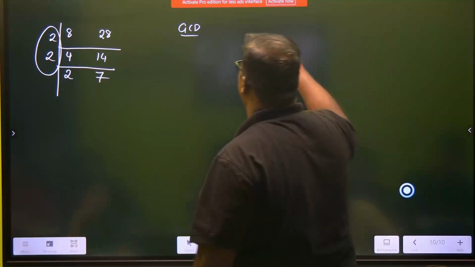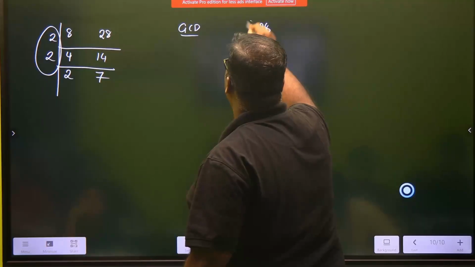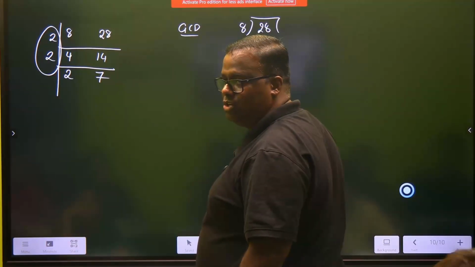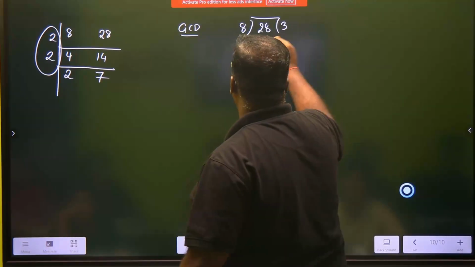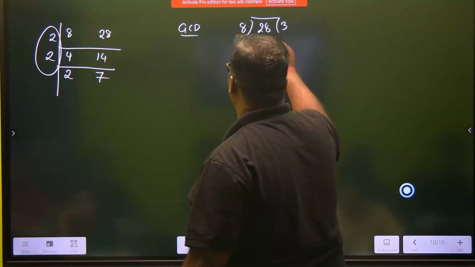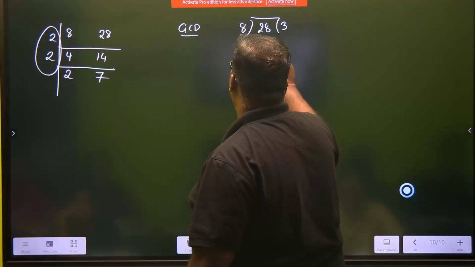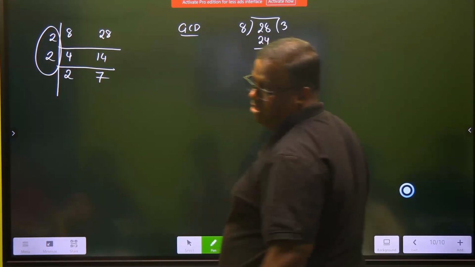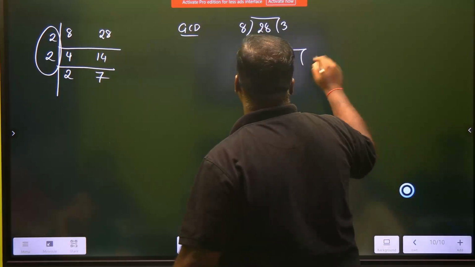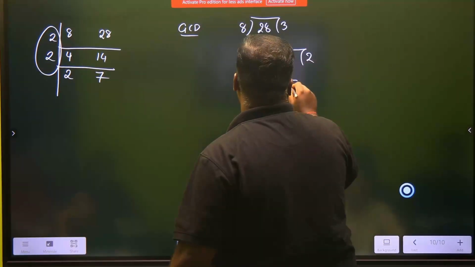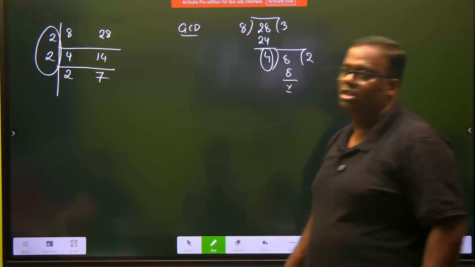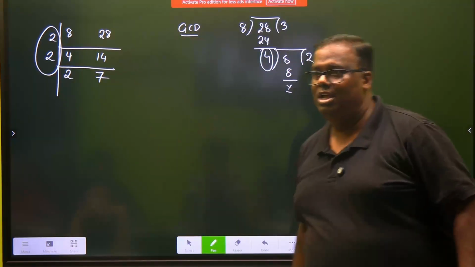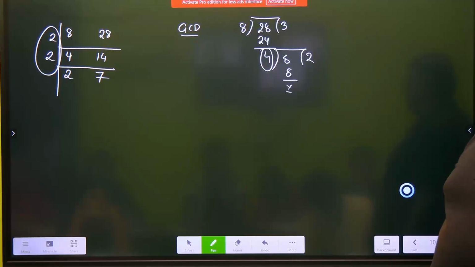But this is interesting. Take 28 and try to divide by 8. 8 2s are 16. 8 3s are 24. How much is the remainder? 4. Take 4 as the divisor and now divide 8. Then what do we get? 4 2s are 8. The last divisor is called the HCF, greatest common divisor. Last divisor: 4. This is very helpful in bigger numbers.